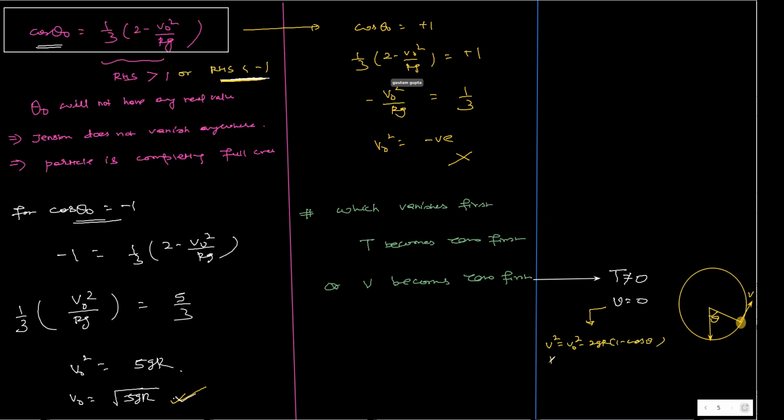So put V as 0. From here you will get this theta naught, the theta naught where V is 0, that you find. And the tension is still non-zero here. Okay, then what will happen?